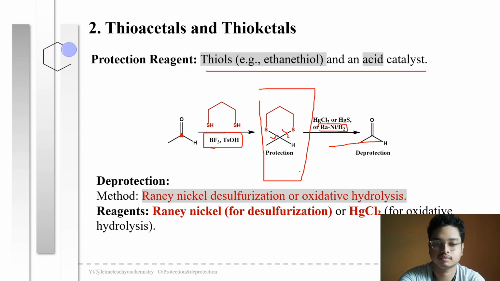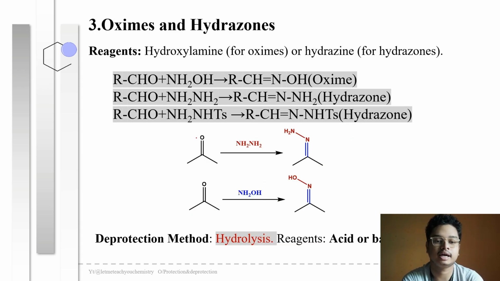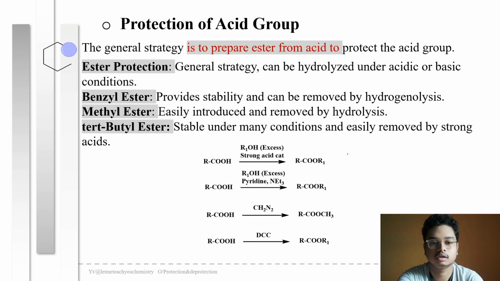Now let us talk about the oximes and hydrazones. Oximes and hydrazones can be generated from the carbonyl group itself by treating it with hydroxylamine or hydrazines. So they will react to form the oximes and hydrazones, and the deprotection method is a simple hydrolysis using dilute HCl, or an acid or base reaction, which will easily deprotect these oximes and hydrazones. Okay, so now let us talk about the protection of acid groups.